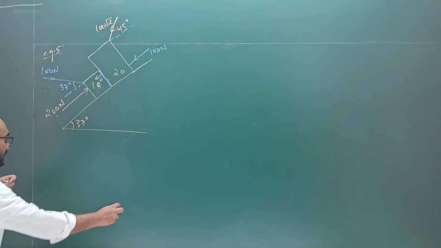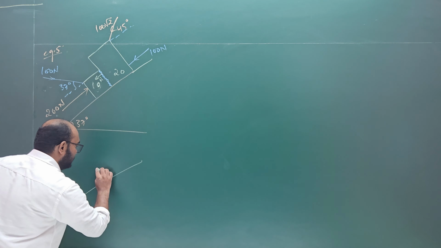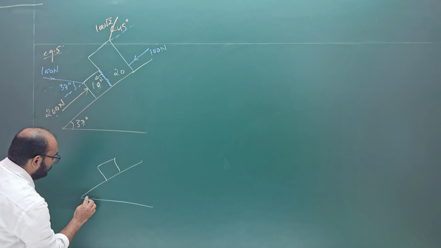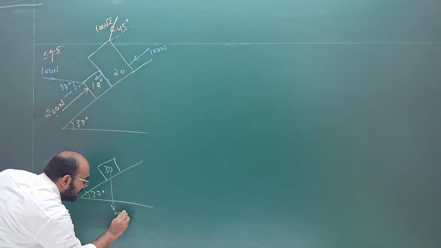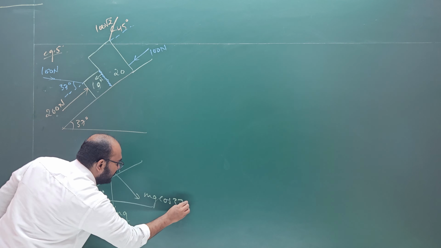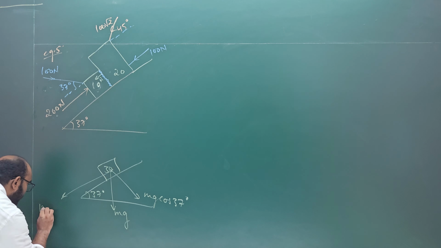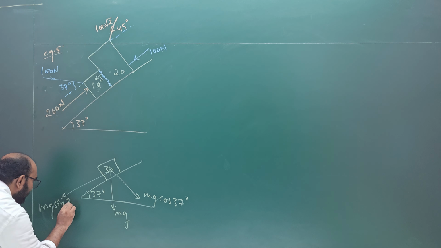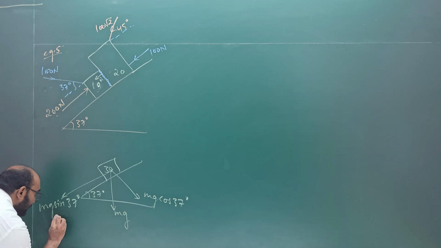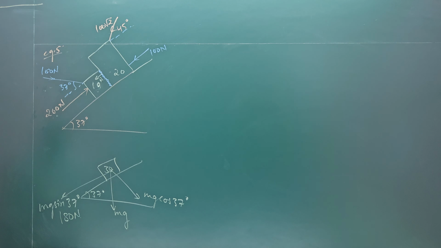So let us find the acceleration first. So here is the body. How many forces are acting on this body? This angle is how much? 37 degrees. Now 10 plus 20, this body becomes what? 30. Then can I say that mg is acting in this direction? Over here mg cos 37 degrees, and over here that is mg sine 37. What is its value? mg sin 37 is 180. So 180 Newton.